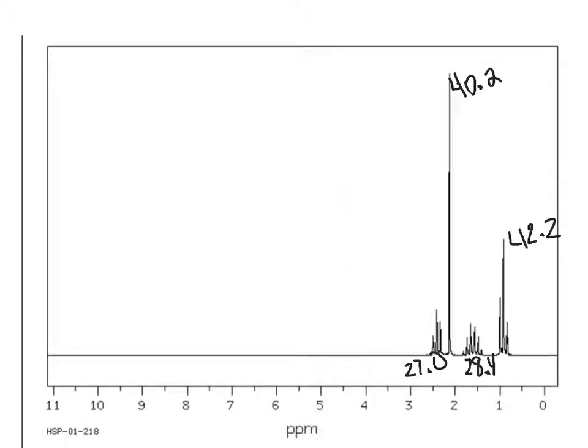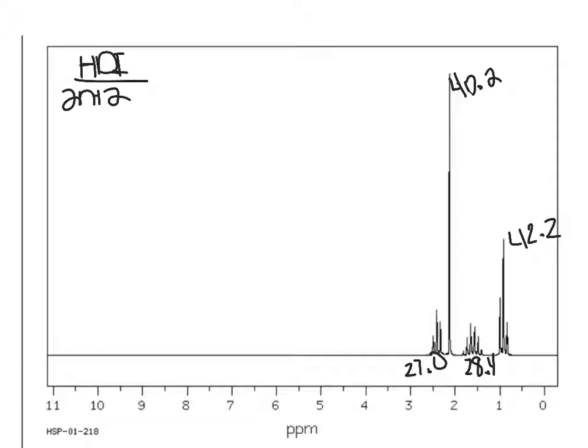Okay, so the first thing we're going to be looking at is proton NMR. And my first step here is calculating the hydrogen deficiency index. And the way I'm going to do this is by using the formula of maximum hydrogens in a molecule, which is going to be equal to 2n plus 2.